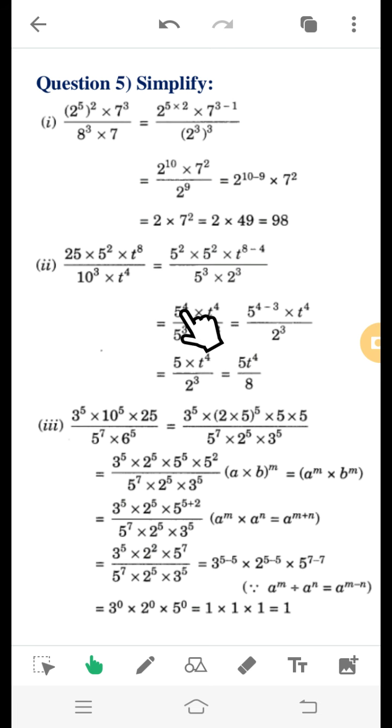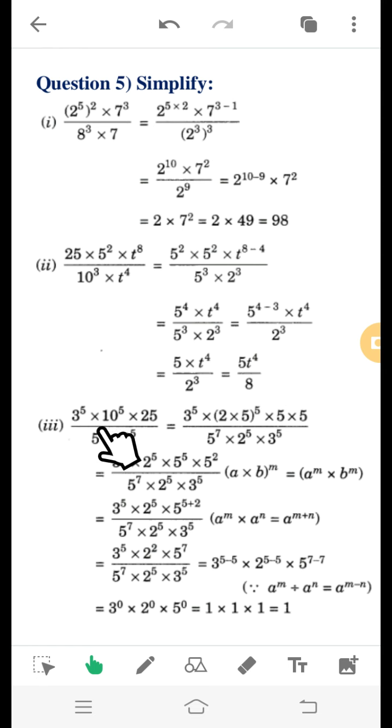Now do the subtraction: 5 raised to 4 minus 3, multiply t raised to 4, divide 2 cube. Therefore 5 multiply t raised to 4, divide 2 cube, that is 5 t raised to 4, and 2 2s are 4, 2 4s are 8, so it's 8.